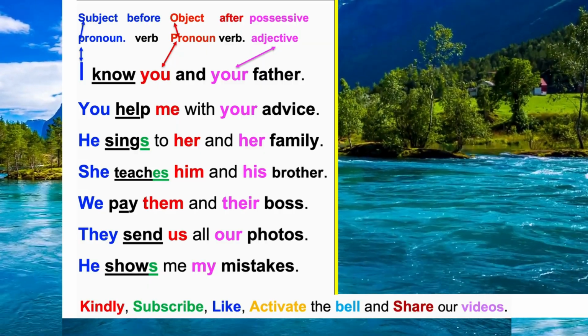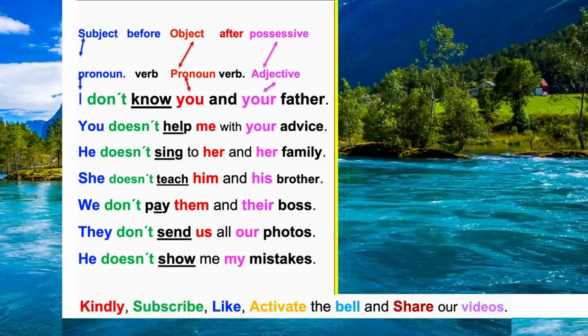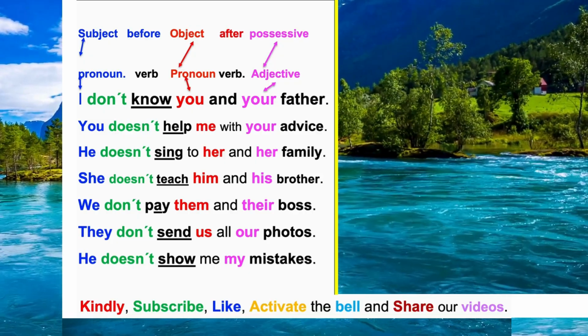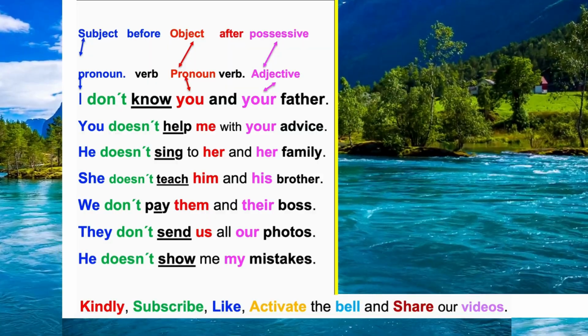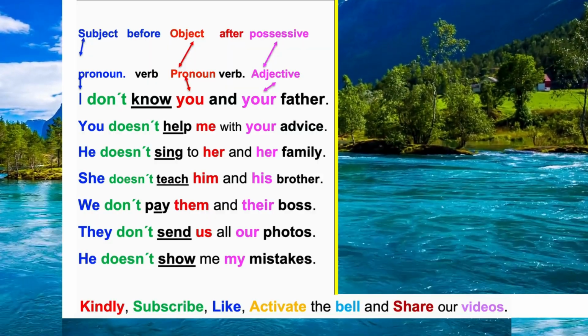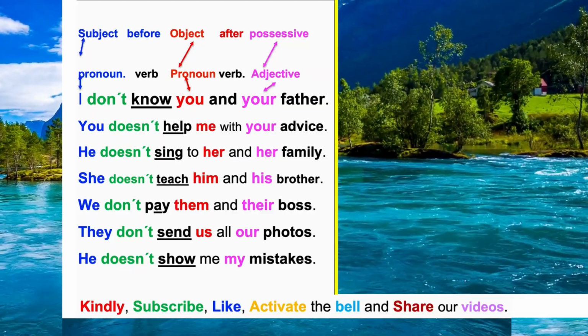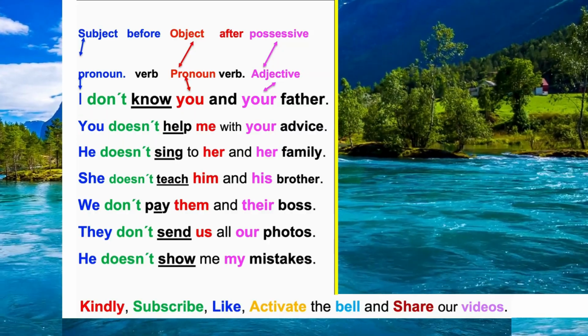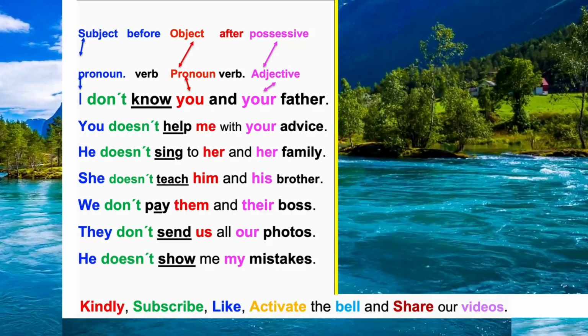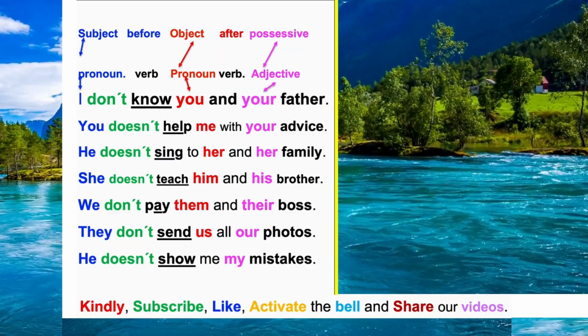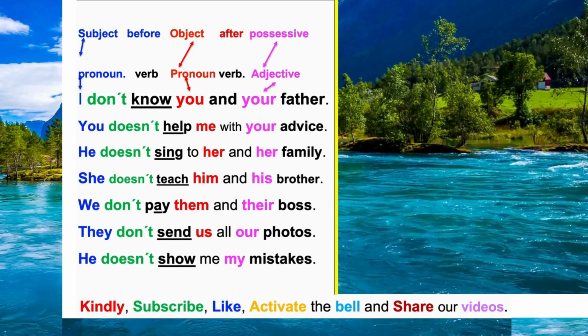Let's see negative form. I don't know you and your father. There is a problem here. So we don't say you doesn't, we say you don't. So try to correct it if you are writing these examples. We don't have you doesn't, we have you don't.